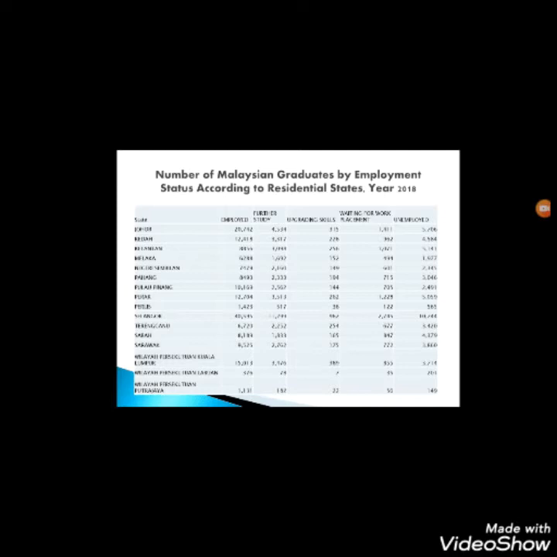We have 5 samples which are employed, further study, upgrading skills, waiting for work placement, and lastly unemployed.